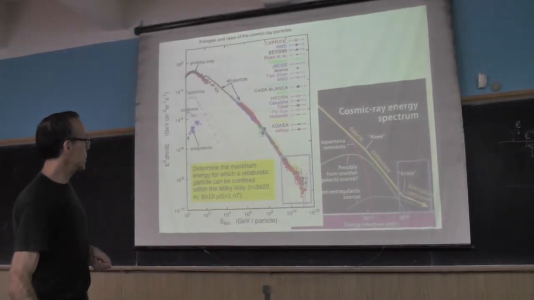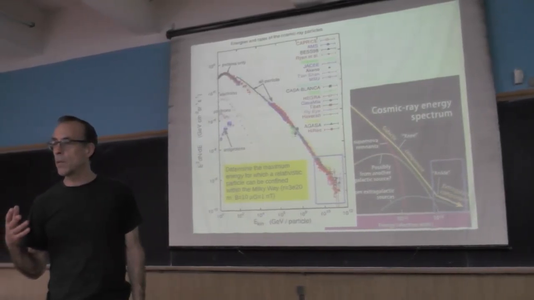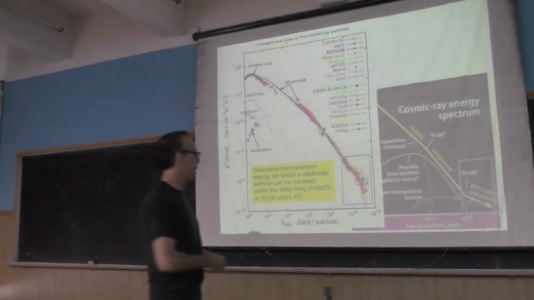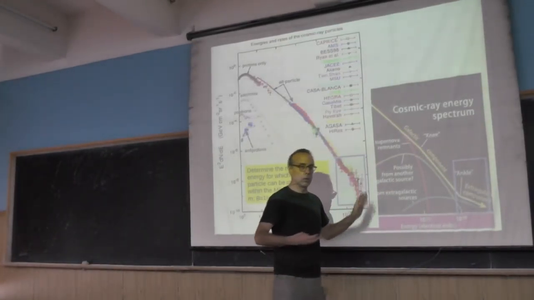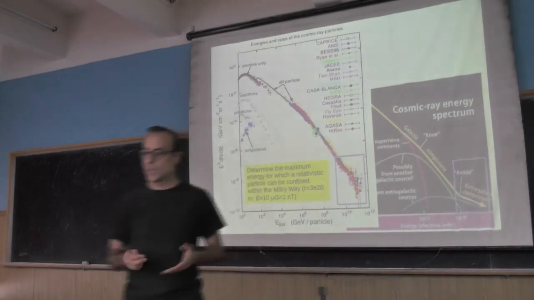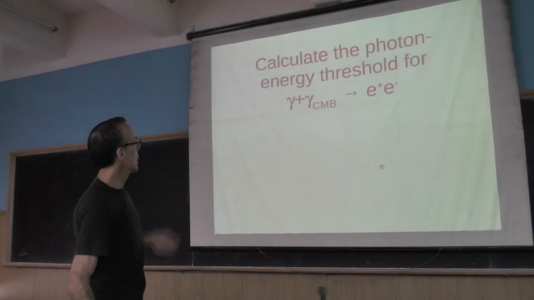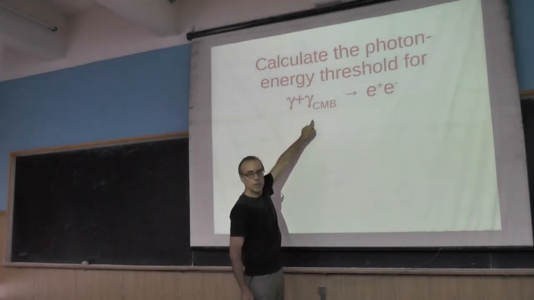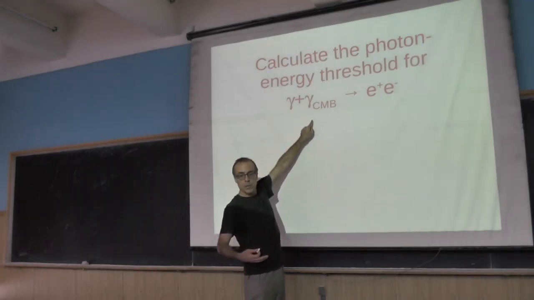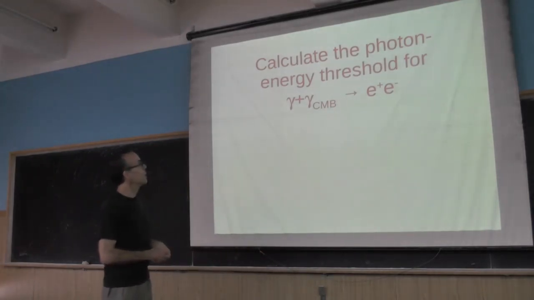Very interestingly, the CMB was discovered in 1965, and this GZK cutoff was stipulated only within a year of the discovery of the CMB. Okay, so you can calculate the photon energy threshold, for instance, for gamma plus gamma CMB. This is the same mechanism as is responsible for the GZK cutoff, but with photons, well, it's pretty simple.